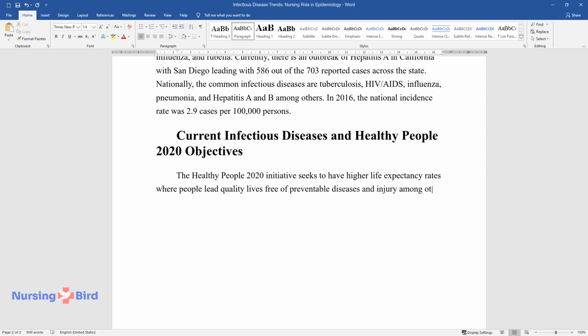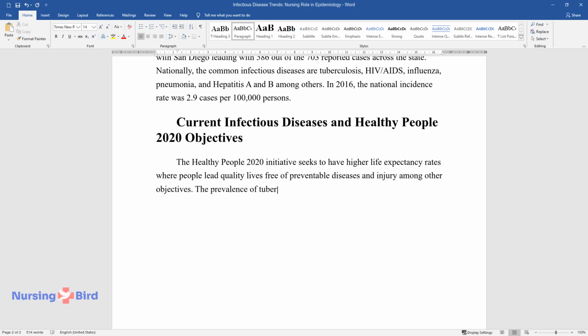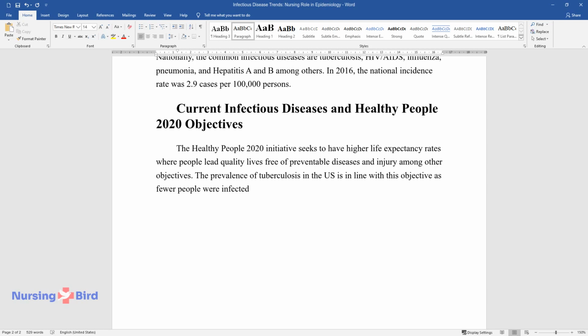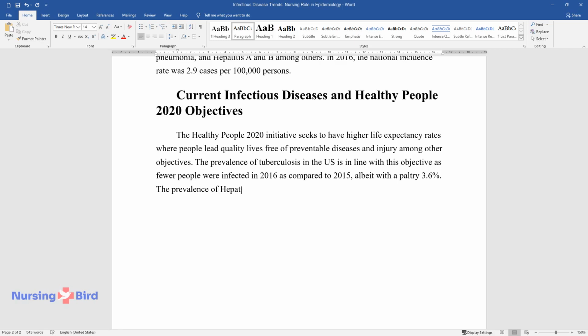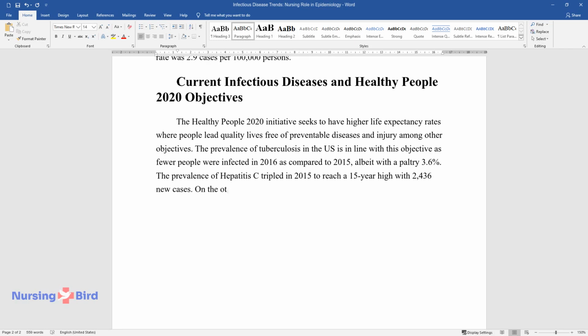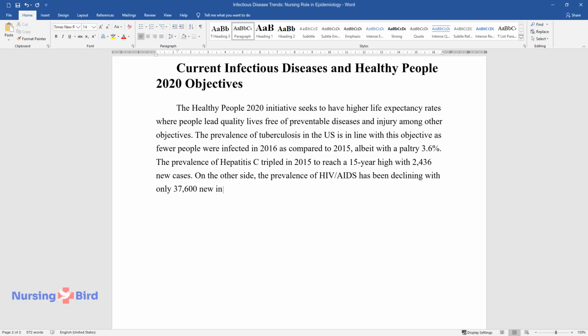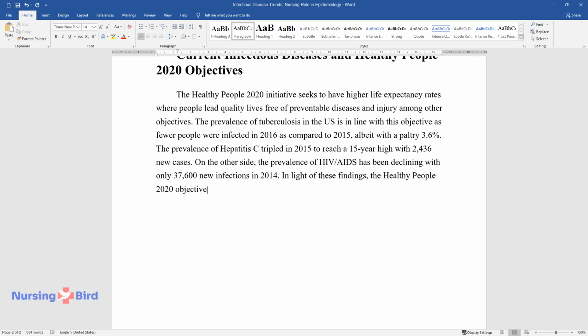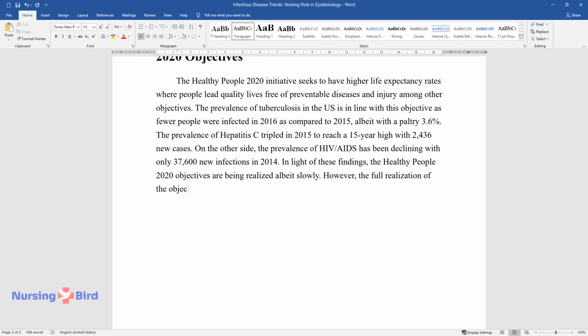The prevalence of tuberculosis in the U.S. is in line with this objective, as fewer people were infected in 2016 as compared to 2015, although with a paltry 3.6%. The prevalence of hepatitis C tripled in 2015 to reach a 15-year high with 2,436 new cases. On the other side, the prevalence of HIV and AIDS has been declining with only 37,600 new infections in 2014. In light of these findings, the Healthy People 2020 objectives are being realized, albeit slowly. However, the full realization of the objectives is not feasible given the 2 years between now and 2020.